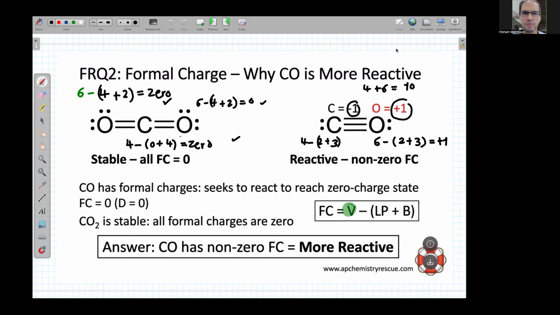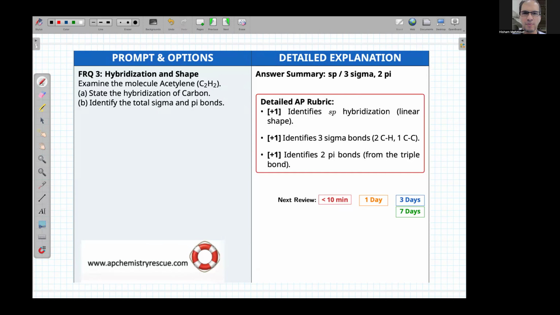Question number 3, FRQ. The FRQ 3 is about acetylene, that's C2H2. We need to state the hybridization of carbon and identify the total sigma and pi bonds. This tests whether you really understand bonding. So let me draw acetylene first. So I have H, C, triple bond, C, H. This is a linear molecule.